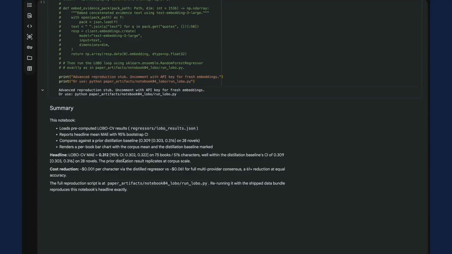Section 3 breaks the error down per book, and the pattern is practical. The 5 hardest are short-cast plays with only 1 or 2 characters, The Merchant of Venice worst at 0.58. The 5 easiest all carry 10 characters. More characters per book means a steadier reading.